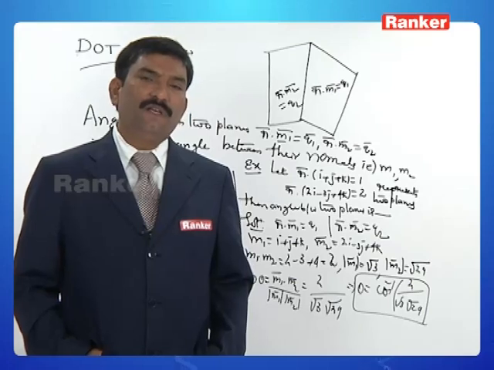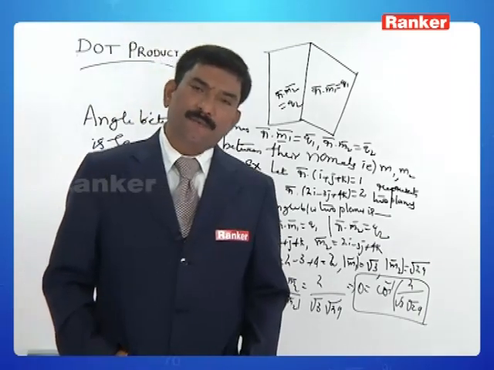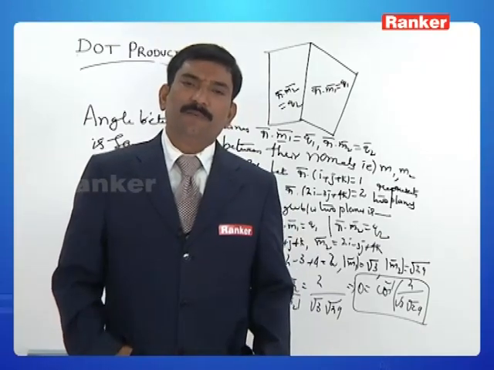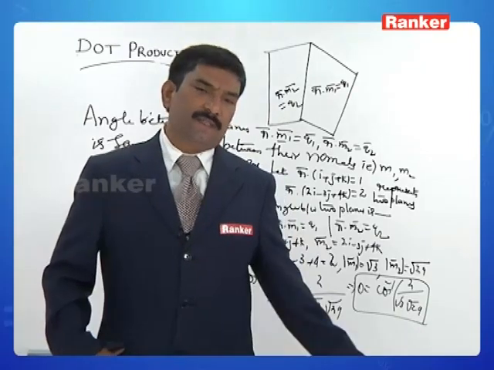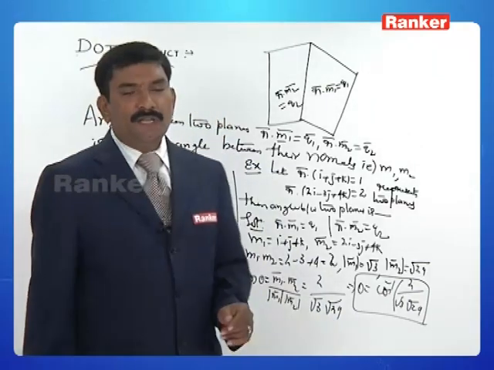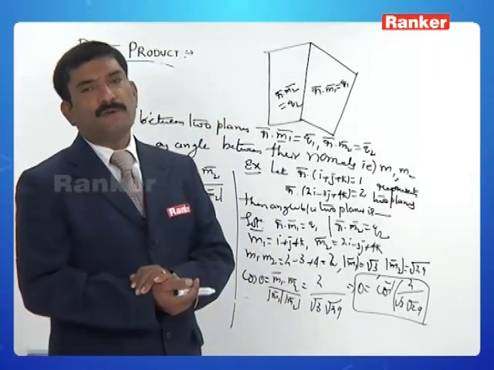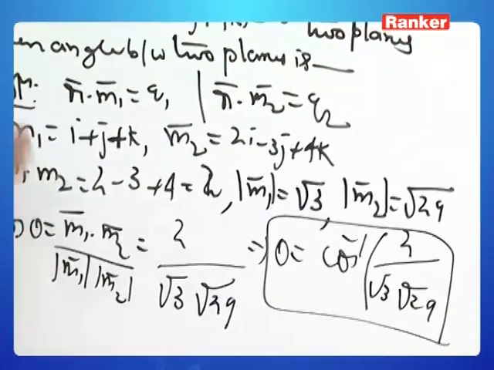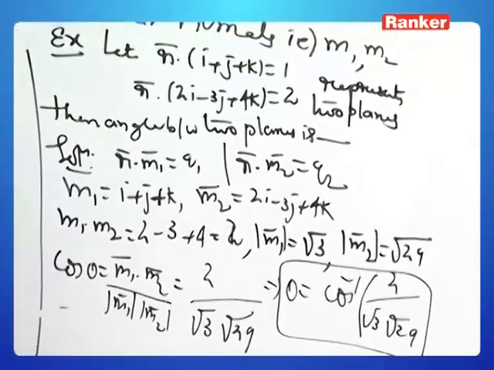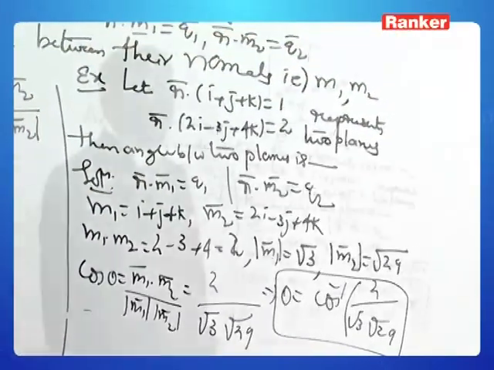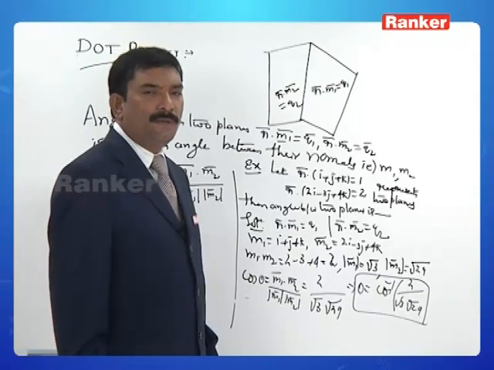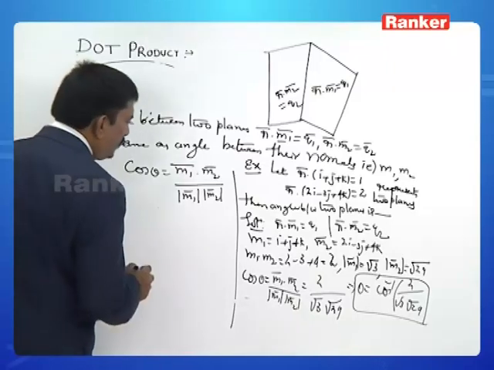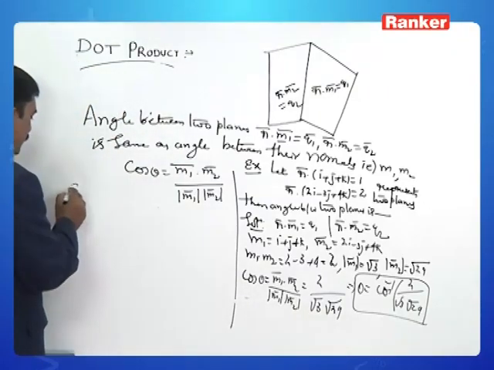And always you must be very cautious. Whatever cos theta value you are getting, it must be less than or equal to 1, because its value lies between minus 1 and 1. Here 2 by root 3 into root 29 is always less than 1, it is quite obvious. So therefore the angle between the two planes is cos inverse of 2 by root 3 into square root of 29.